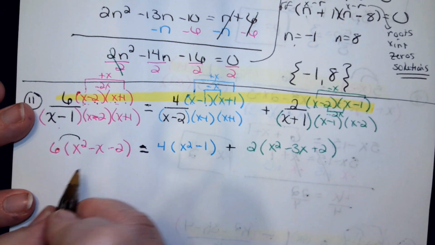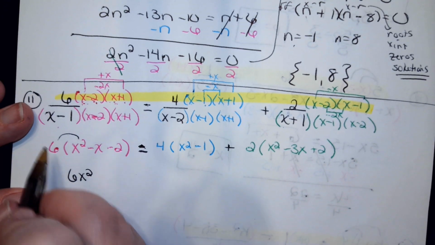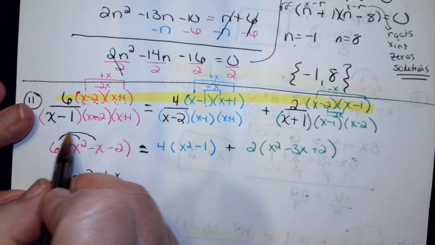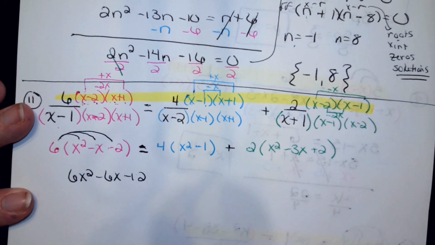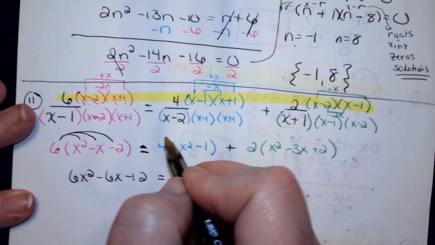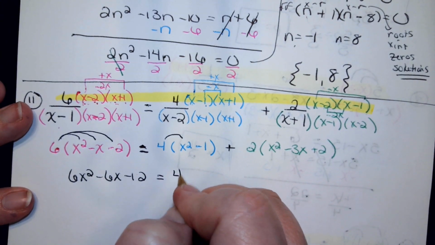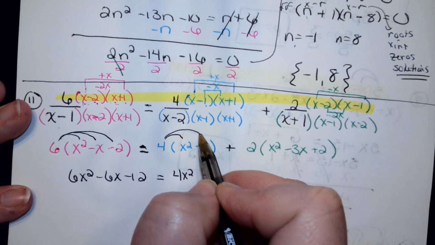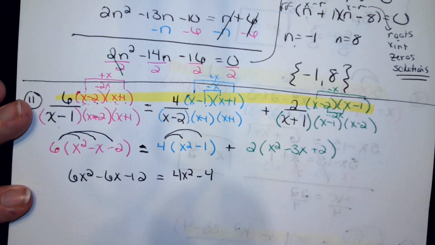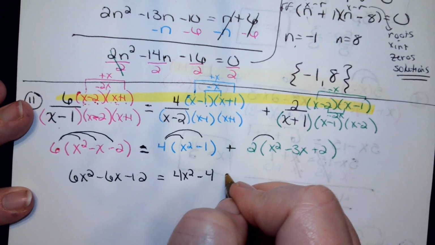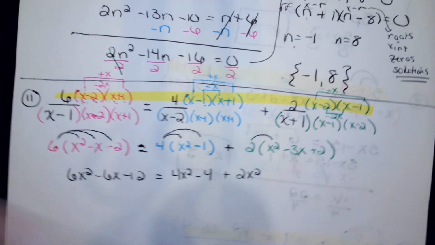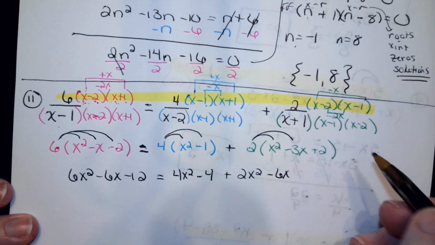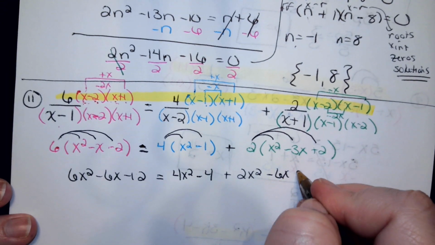Alright, 6 times x squared is 6x squared. 6 times negative x is negative 6x. 6 times negative 2 is negative 12. 4 times x squared is 4x squared. 4 times negative 1 is negative 4. 2 times x squared is 2x squared. 2 times negative 3 is negative 6x. And 2 times 2 is 4.